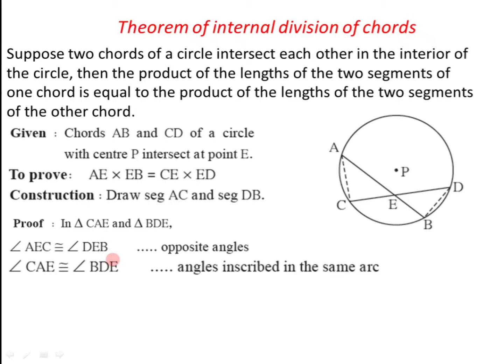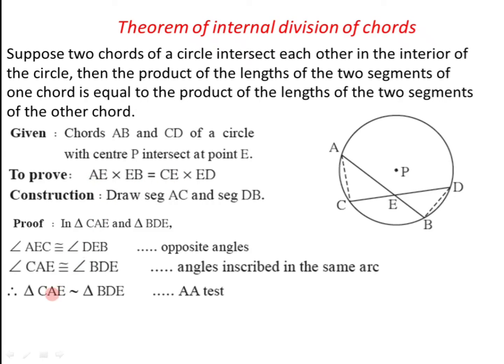Now we have two pairs of angles of these two triangles which are congruent. That's why these two triangles must be similar by AA test. That is, triangle CAE is similar to triangle BDE by AA test. As these two triangles are similar, their corresponding sides must be in proportion. Now we have to select sides that we have to prove. That means we have to take side AE.